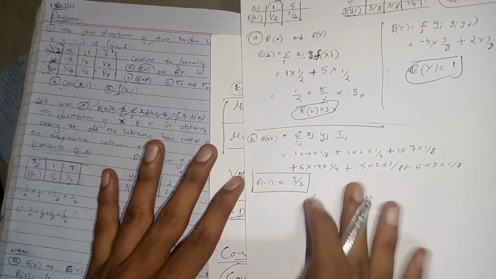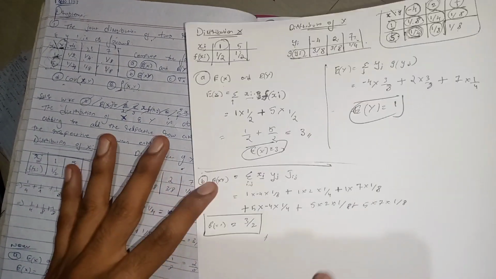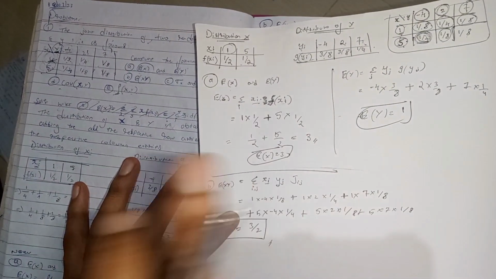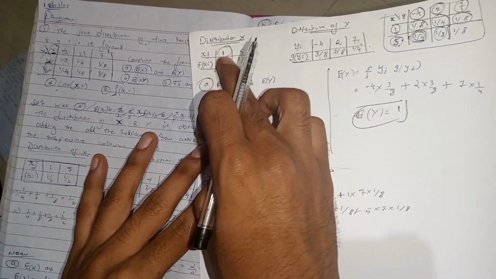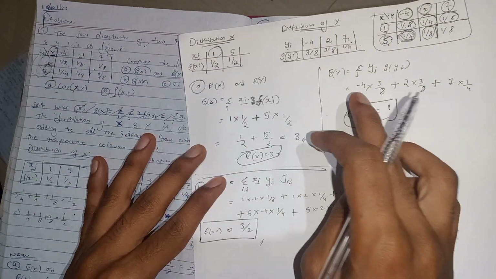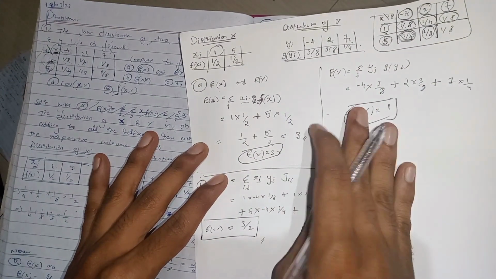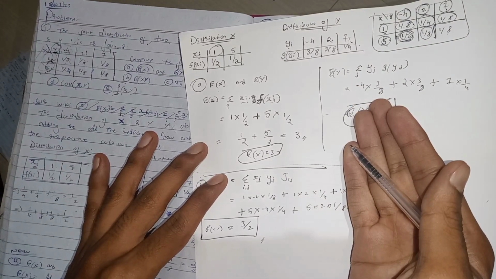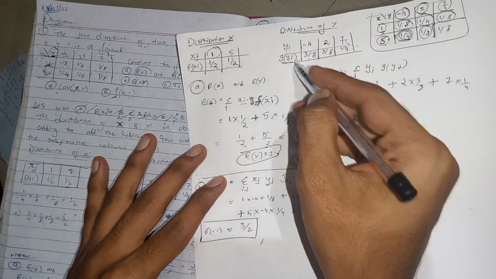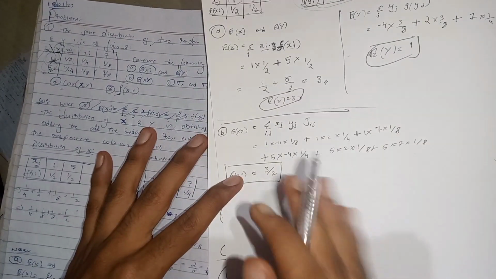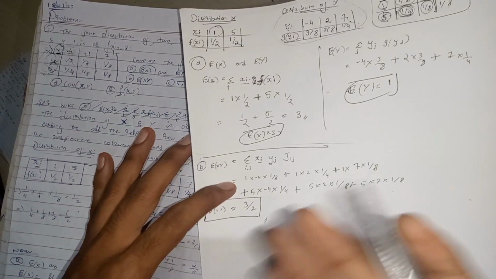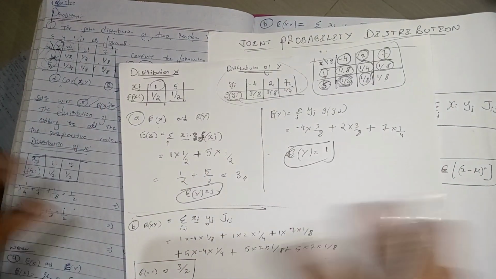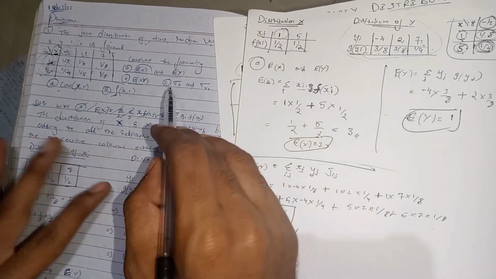Okay, so this is how I can find these three expectations. This is expectation of x, which can be found using the distribution of x. This is expectation of y, which we can find using your distribution table of y. And this is your expectation of xy, which we can find using your distribution table of x and y. Clear? Okay, now we shall move to our third condition.